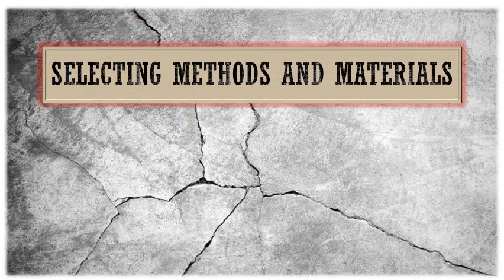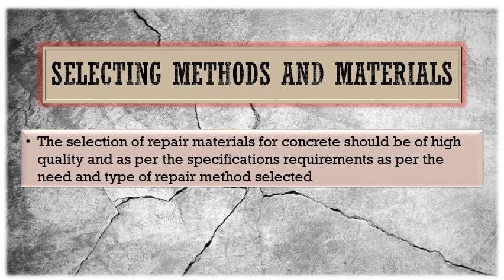The next step is selecting methods and materials. The selection of repair materials for concrete should be of high quality as per the specification requirements and as per the need and type of repair method selected. I will show you some of the methods and materials on concrete repair. First is dry packing. You will see the picture of dry packing. The material requirement is mortar with consistency capable of being molded into a ball without sagging.